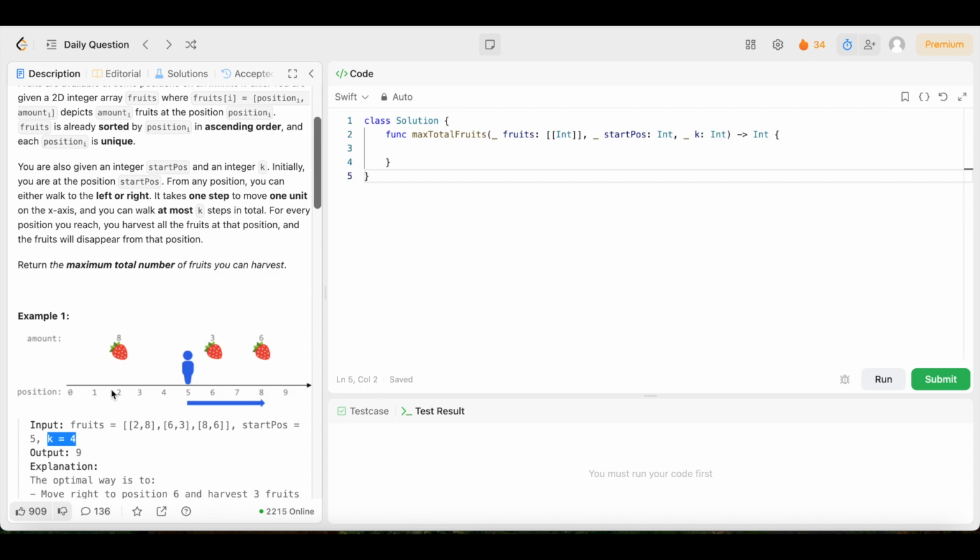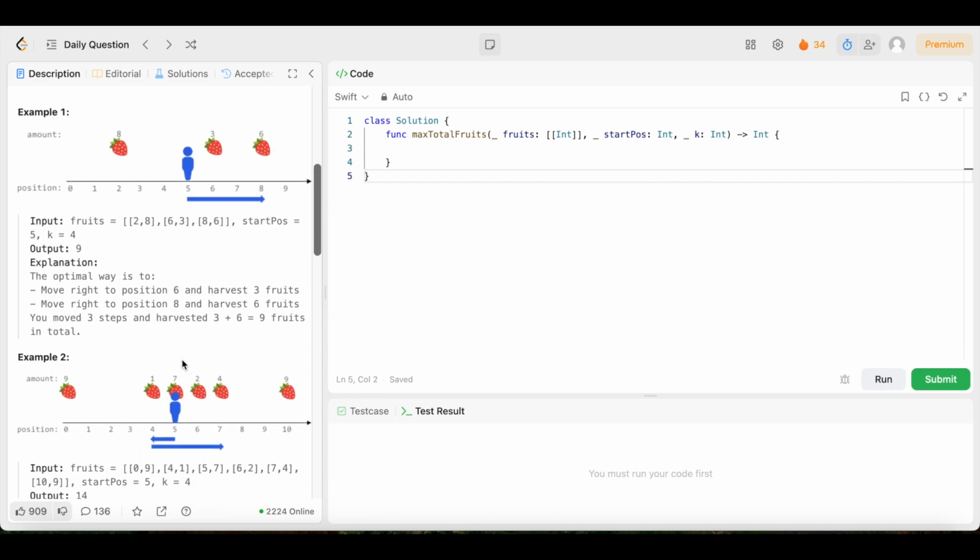If we would have gone to the left, 1, 2, 3 steps, we would have only gotten 8 fruits. But by moving to the right, we can get 9 fruits, and we want the maximum total. So that's why we went to the right and got the 9 fruits instead of the 8.